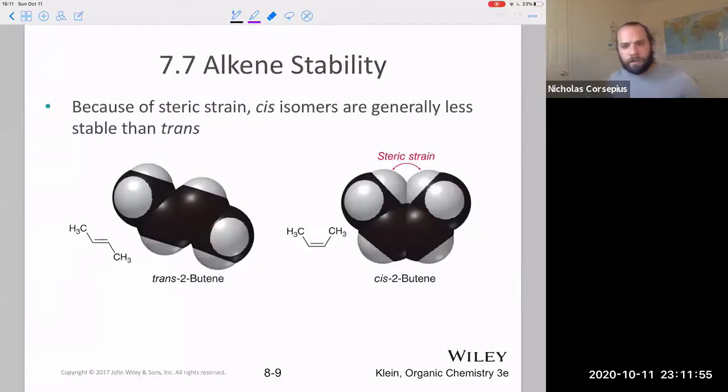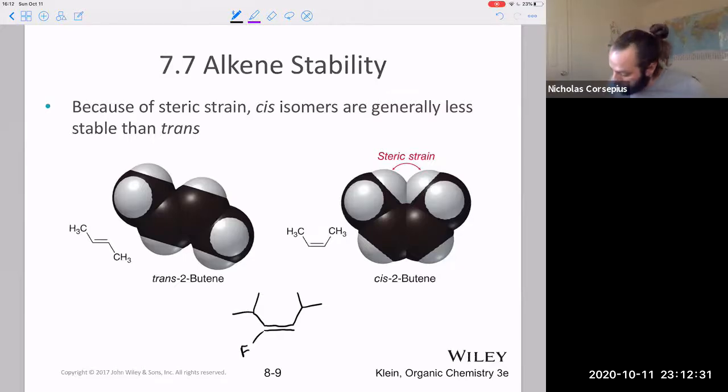Last is some qualitative stuff that we went over last chapter, but just to reiterate, the cis isomer is generally less stable than the trans isomer because of the steric strain that occurs from having two big bulky groups on the same side. And it's not even as easy as saying always cis versus trans or always E versus Z. You really have to look at your double bond. And again, you want to make sure that those big bulky groups are on opposite sides.